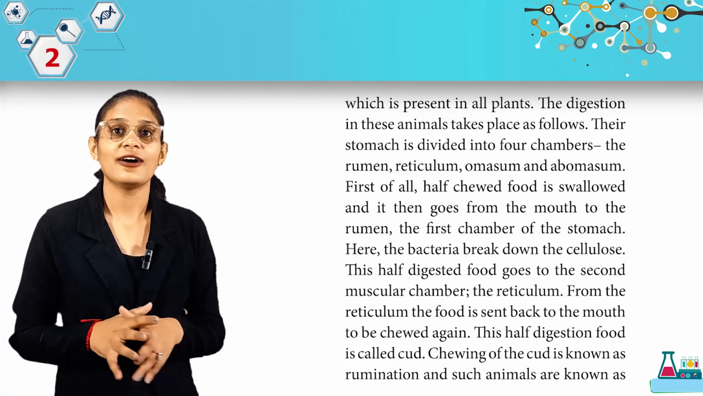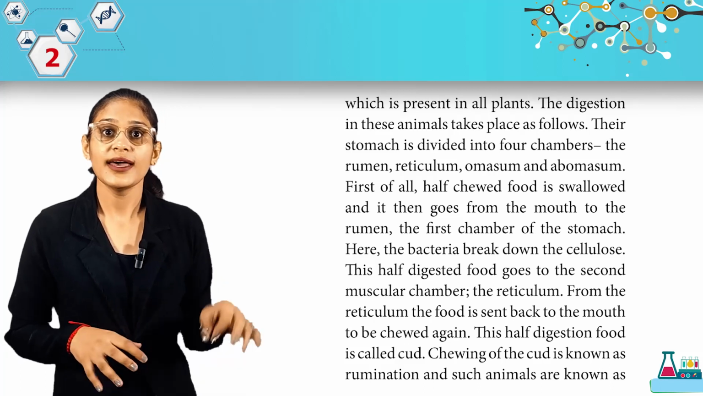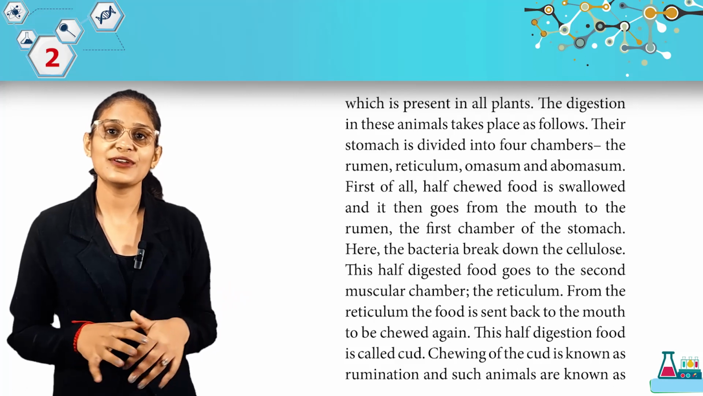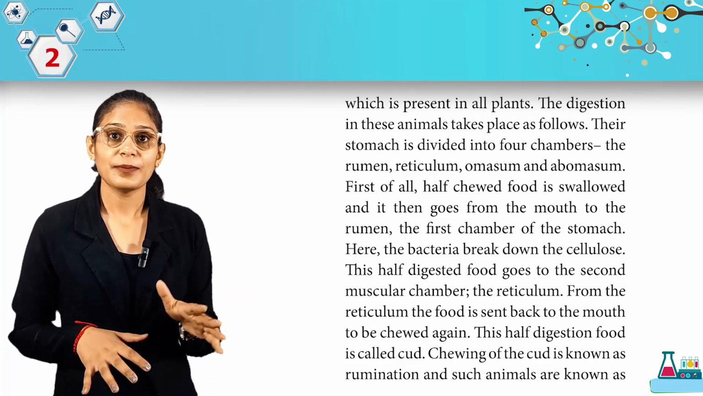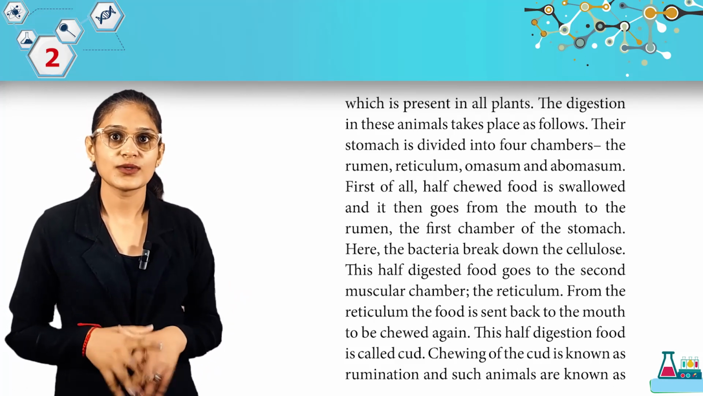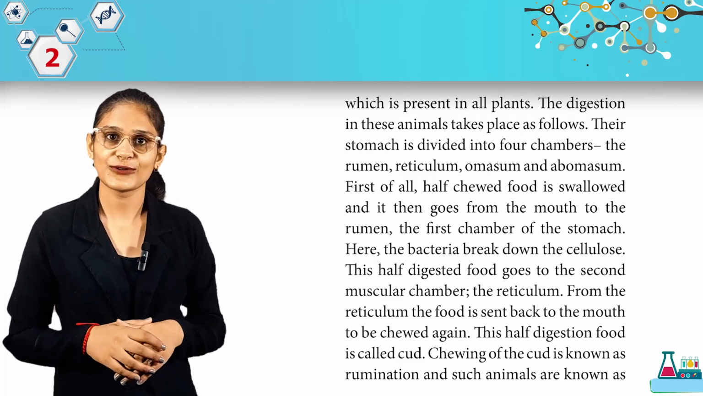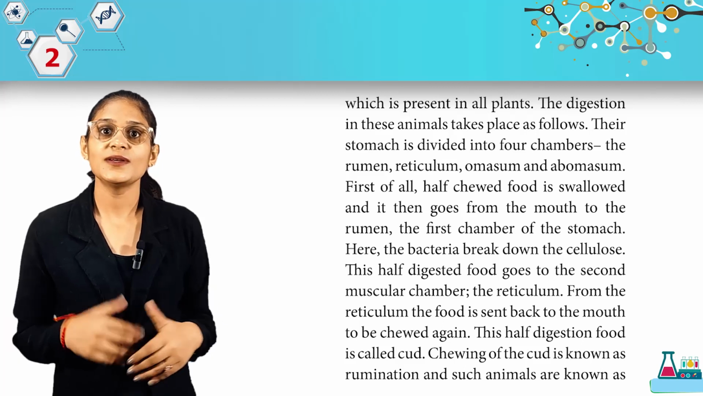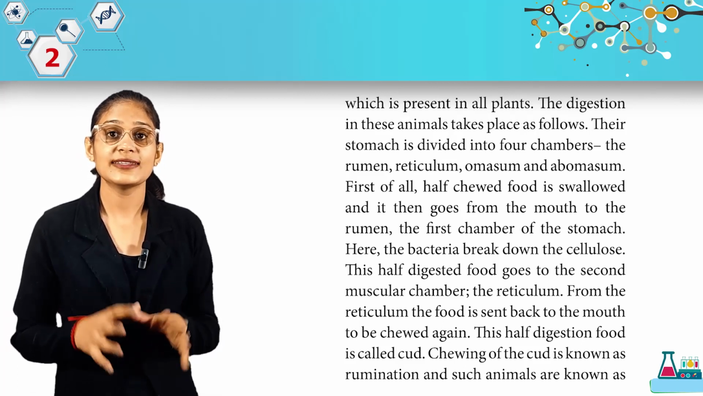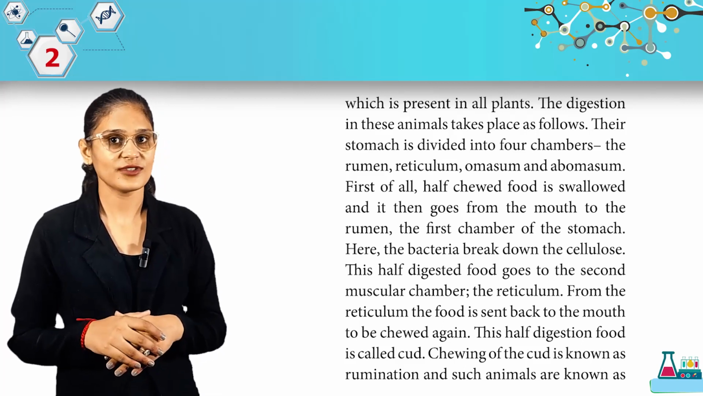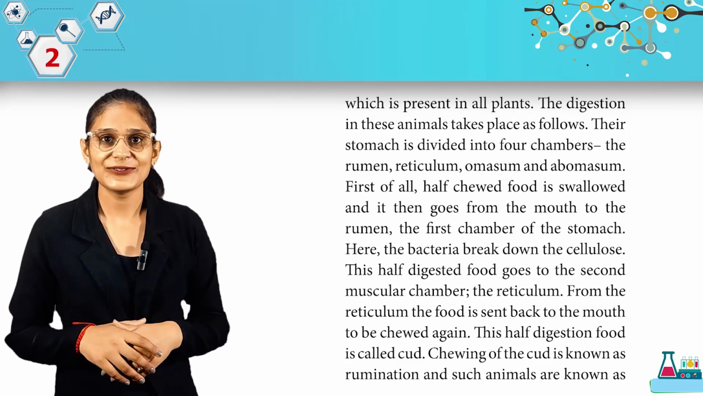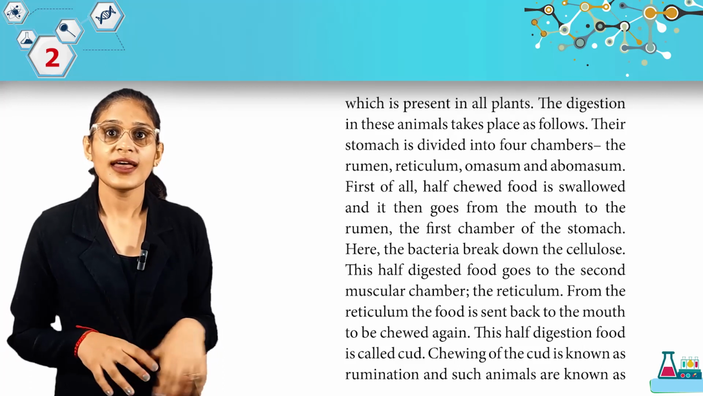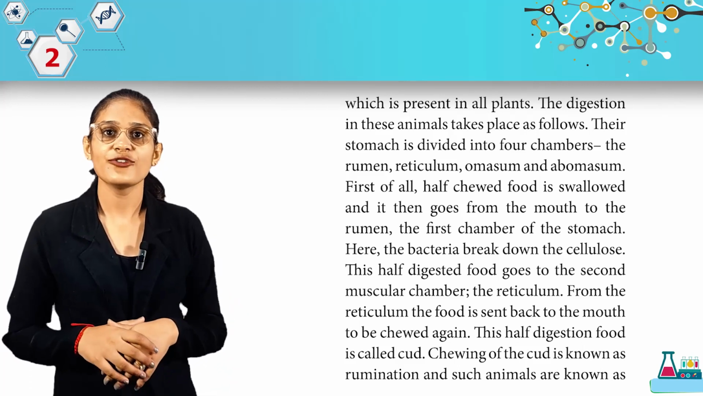First of all, half chewed food is swallowed, and it then goes from the mouth to the rumen, the first chamber of the stomach. Here, the bacteria break down the cellulose. This half-digested food goes to the second muscular chamber, the reticulum. From the reticulum, the food is sent back to the mouth to be chewed again. The half-digested food is called cud. Chewing of the cud is known as rumination, and such animals are known as ruminants.